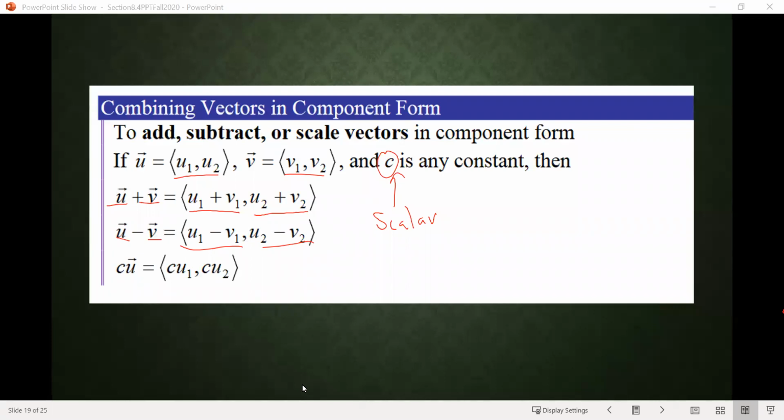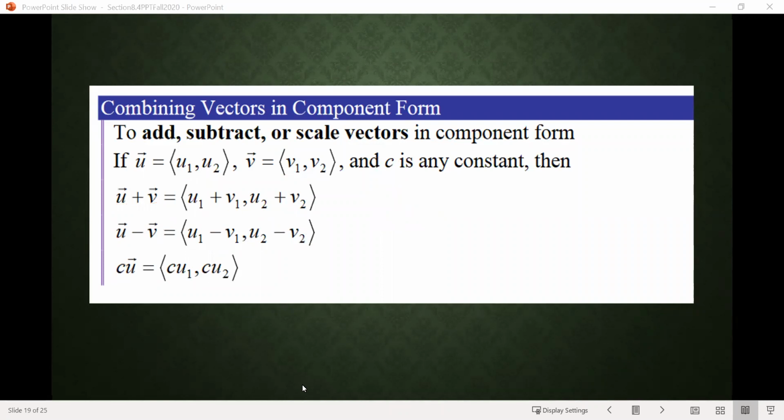And then as we've talked about before, we can do scalar multiplication with vectors. And again, as you might have imagined, the way we do that in component form is multiply each component by the scalar.